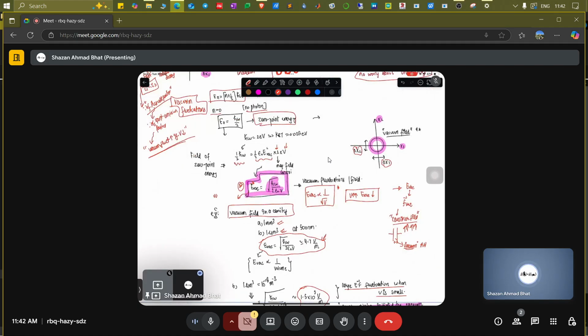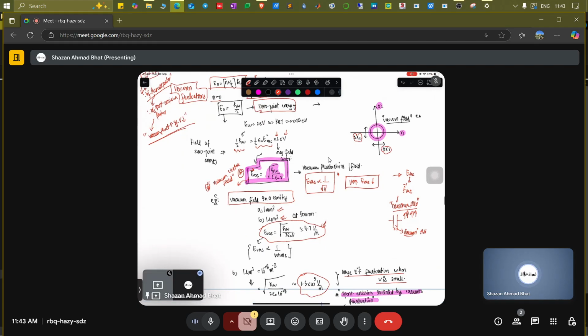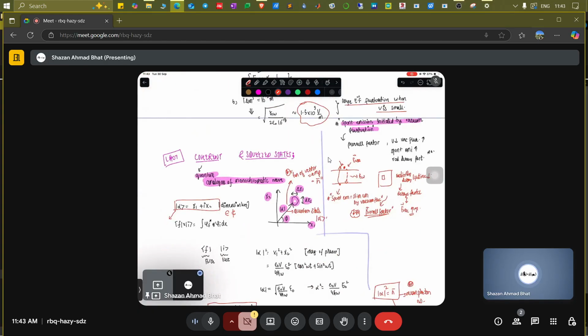This is the vacuum electric field of what? Of a photon. So this vacuum electric field is inversely proportional to volume. So as you go on increasing the volume, this vacuum field reduces. And if you go on reducing the volume, the vacuum field increases. So that is the fundamental notion of it.